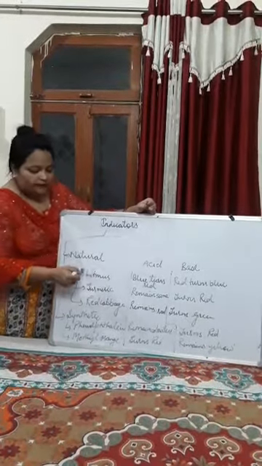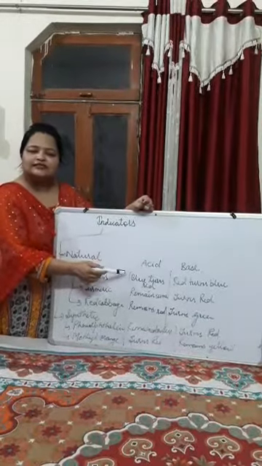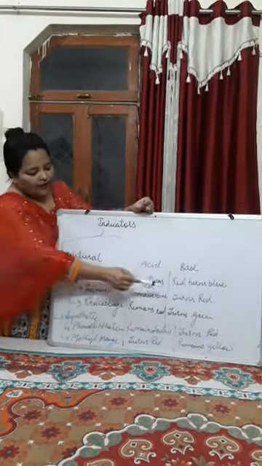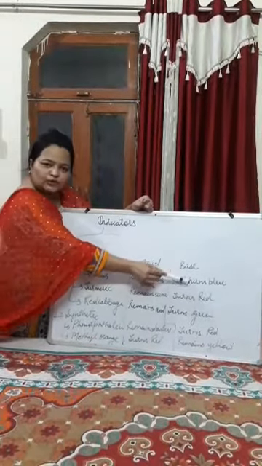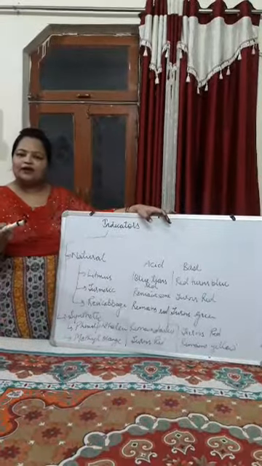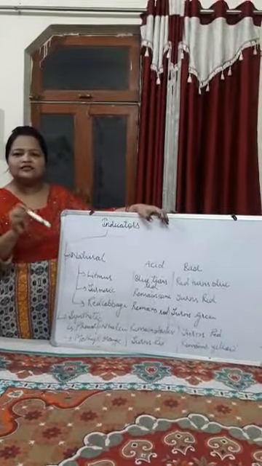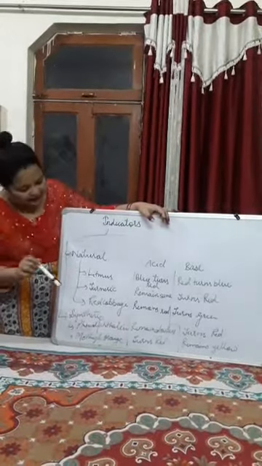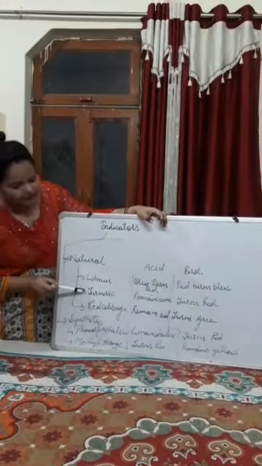Okay? Litmus: if the blue litmus turns red in the solution, that solution will be acidic. If red litmus turns blue in the solution, then the solution will be basic. And if red remains red and blue remains blue, that will be known as a neutral solution. Okay? Now the next is turmeric.